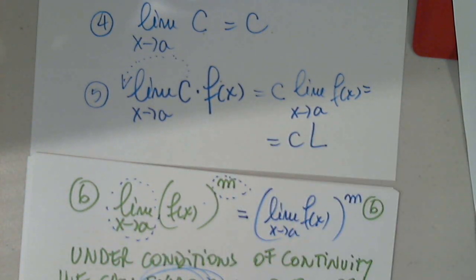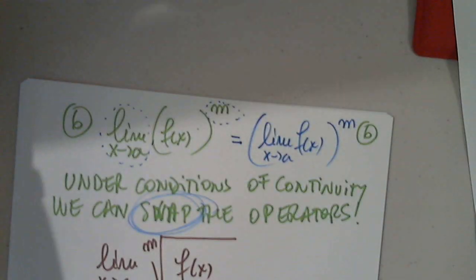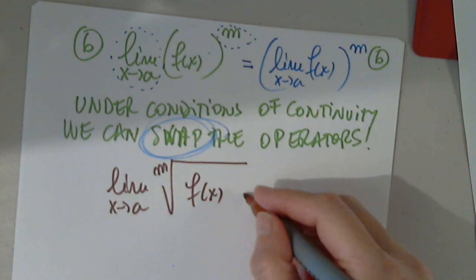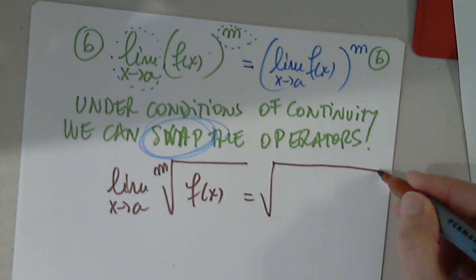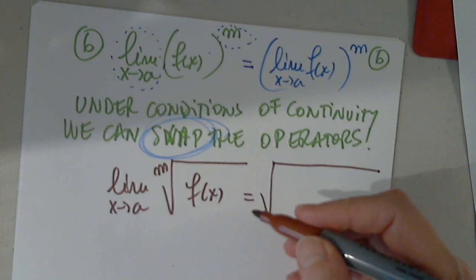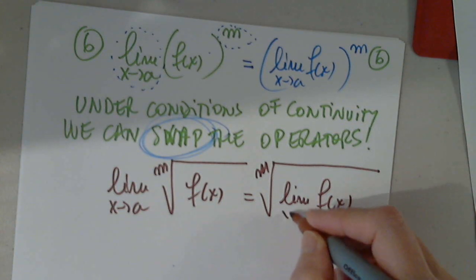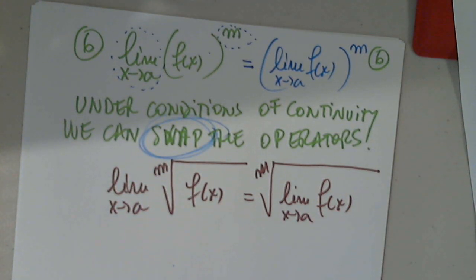The same thing with the nth root, or the mth root, right? So the limit as x approaches a of the mth, or n, you can use n in both, it doesn't matter really, root of f of x. Again, I can swap the operators under the same conditions. So the root is applied first, and then the limit. But now, I can apply the limit first to the function, and then apply the root.